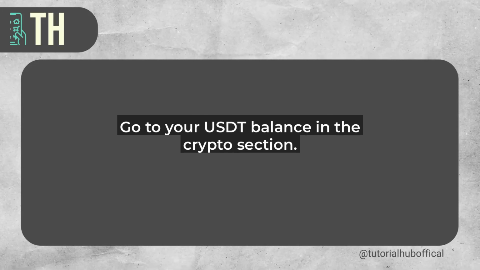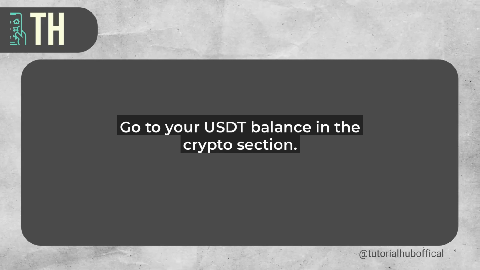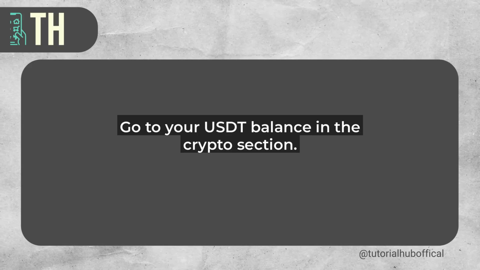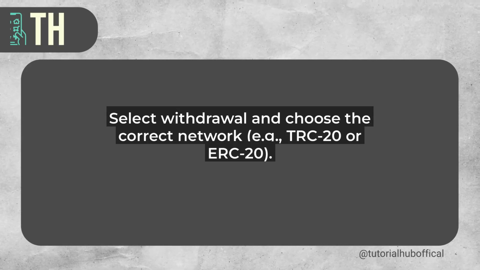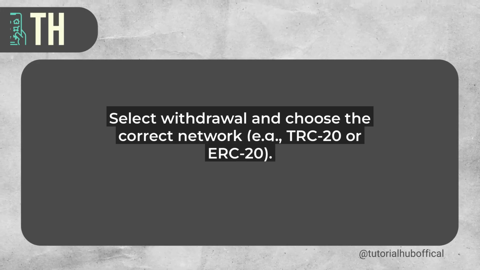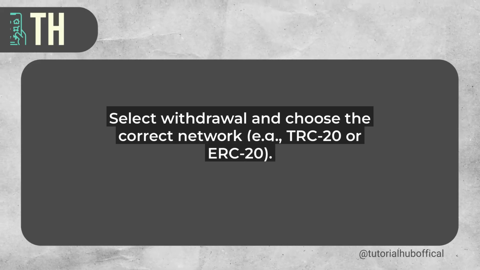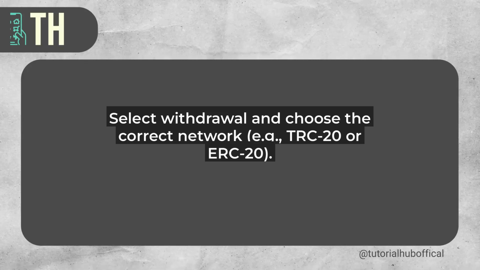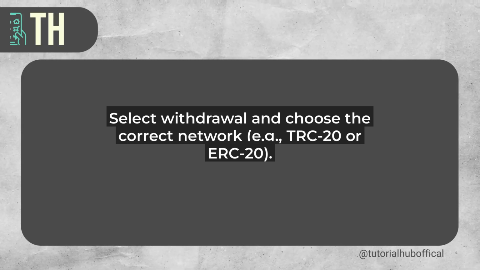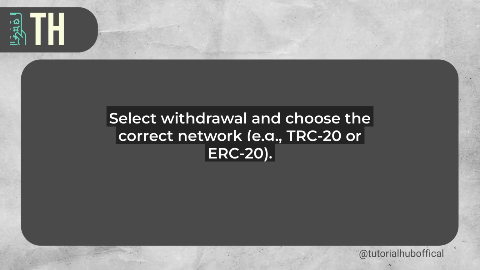First things first, make sure you have your USDT ready in your Revolut account. Open the Revolut app on your phone and log in securely. Head to your crypto section, find your USDT balance, and select the withdrawal option. You'll need to choose the right network, typically Tron (TRC20) or Ethereum (ERC20). So pick the one that matches your Coinbase setup to avoid any fees or failed transfers.